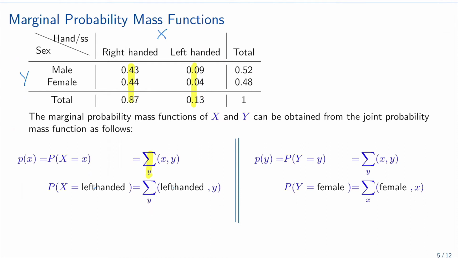On the other hand, if we want the marginal probability for y, we have to add over the x values. So for example, if we want the probability of being female, we have to add over the row values. In this case, the probability of being female is equal to 0.48.